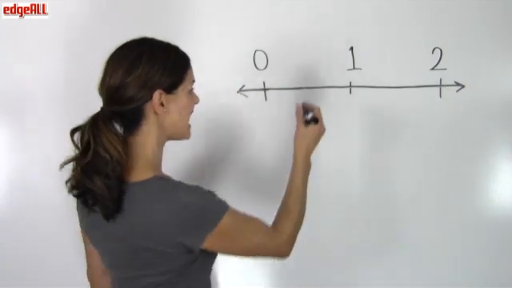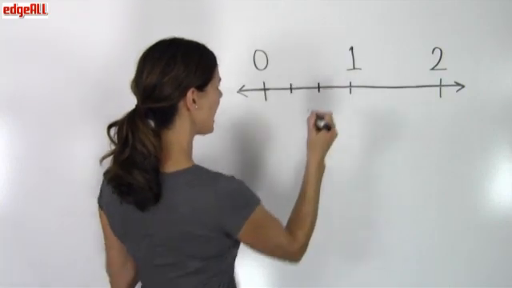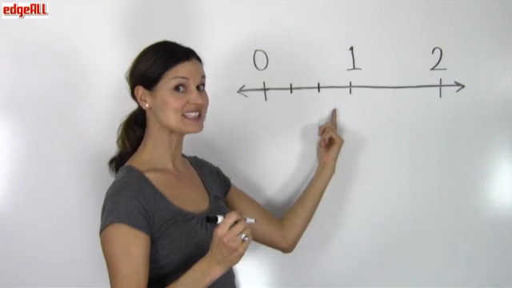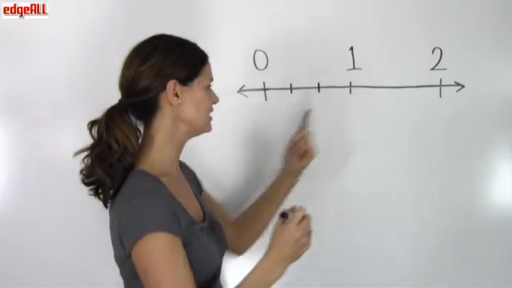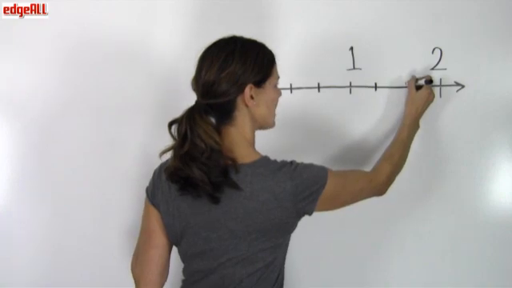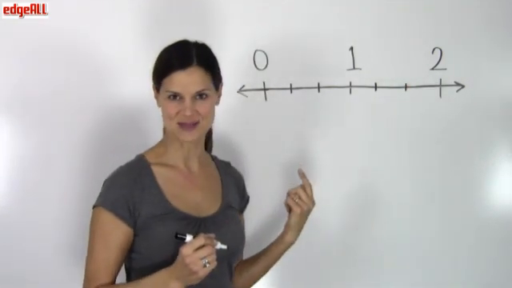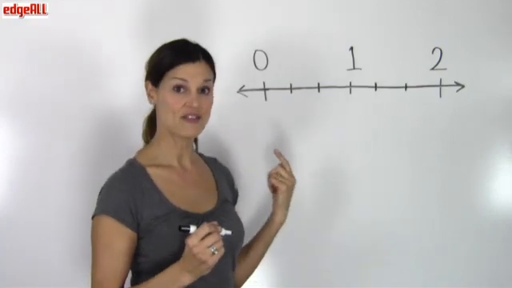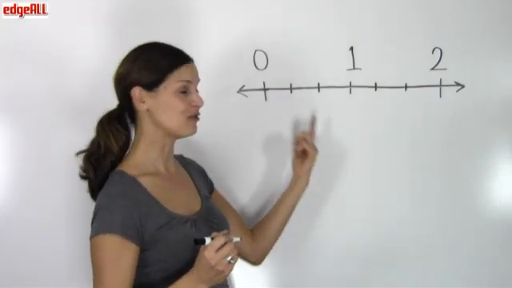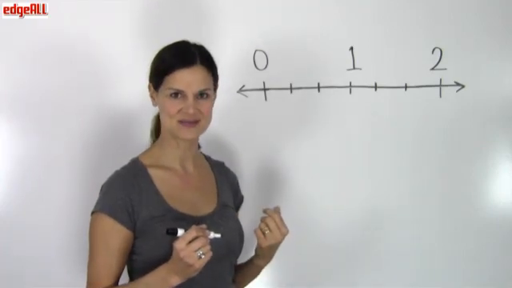Now, if we take this same line stretching from 0 to 2 and we add hash marks in between our whole numbers, we need numbers now to represent these new numbers in between our whole numbers. And this is where fractions become necessary. Fractions are a way of representing numbers in between whole numbers.